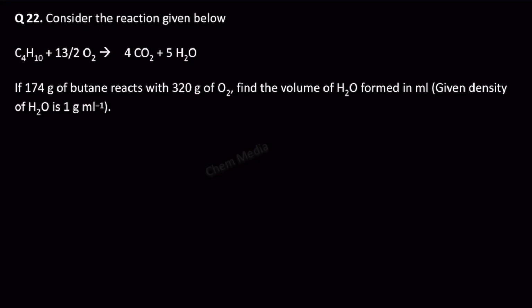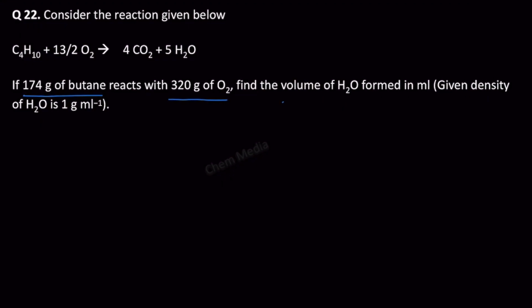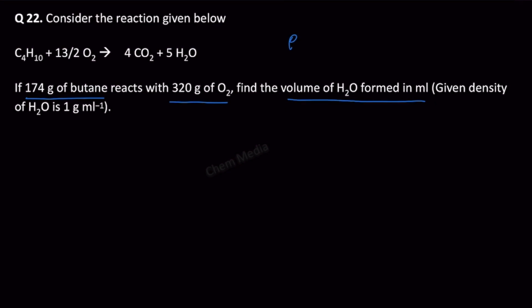Consider the reaction given below. If 174 gram of butane reacts with 320 gram of O2, find the volume of water formed in milliliter. Density of water is given as 1 gram per milliliter. We know that density is equal to mass by volume. We need to find the volume. Density is given. So that means we need to figure out the mass.